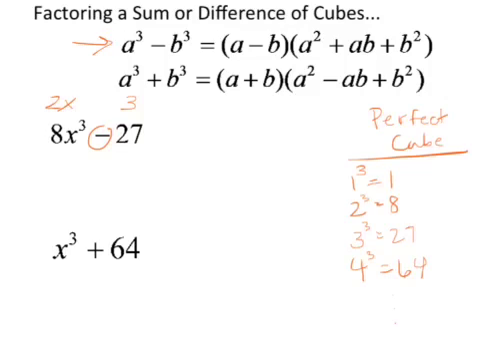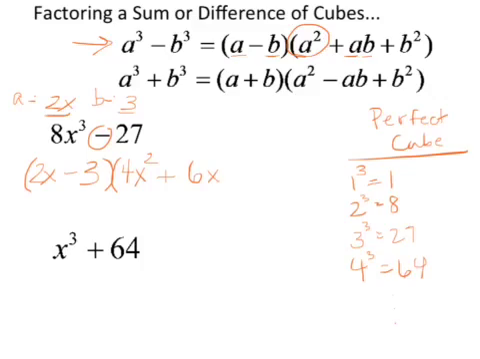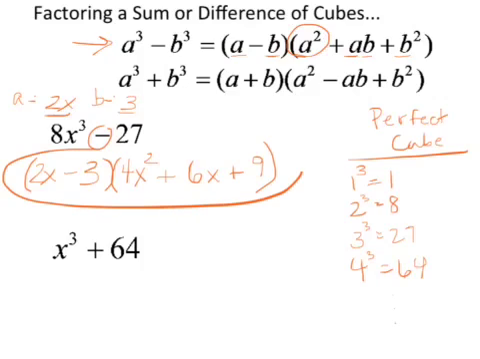So the difference formula says this, a minus b. So I'm going to write that down. My a is 2x, minus b, my b is 3. Then it says a squared. So I'm going to take my a term, the 2x, and I'm going to square it. 2x times 2x is 4x squared, plus a times b. 2x times 3 makes 6x, plus b squared, 9. There we go. And I'm done. Once I use the formula, I'm done. I cannot go any further.